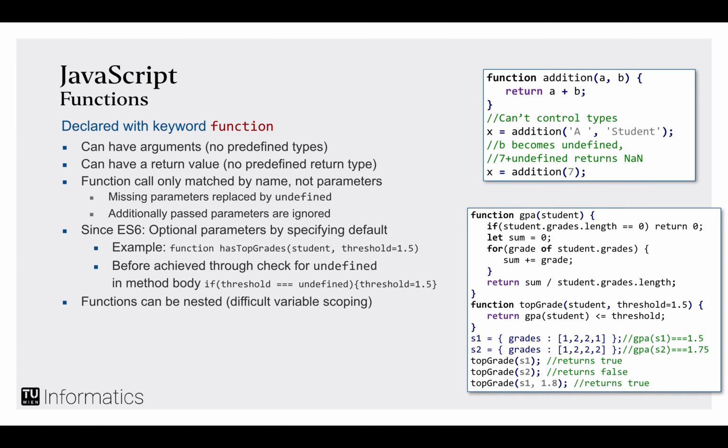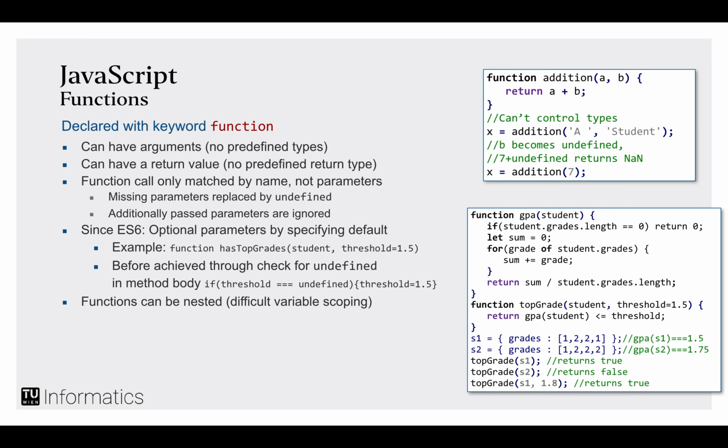However, within ES6, there's something new. So if you look at the example to the right here, the second function, top grade, specifies a default variable, meaning that if threshold is not passed, it will set the default for the threshold to 1.5. Okay, and before ES6 and optional parameters, what people have done is they check whether or not the threshold is undefined and then set the variable to a certain thing. So this is the same thing happening here.